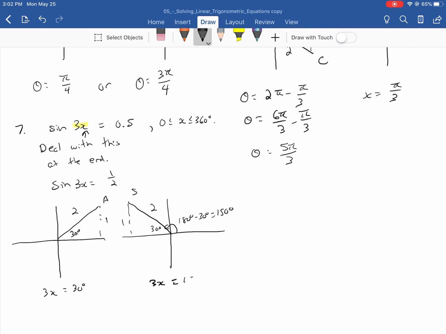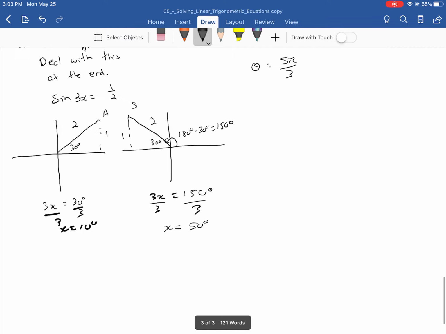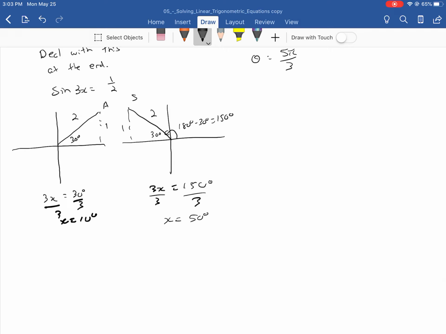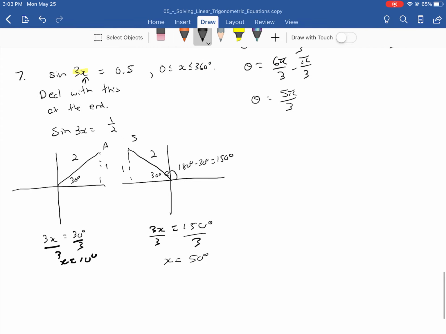And it won't be x equals, well, what's 180 minus 30, that's 150. It won't be x equals 150. It'll be 3x equals 150. And I said we deal with it at the end. Well, then we just got to divide by 3. So I get x equals 10 degrees. I divide by 3, I get x equals 50 degrees. Okay? So when there's a coefficient inside the sine, don't worry about that. Just ignore it. Just leave it in there and carry it around with you. It's 3x all through the question. And at the end, you just got to divide by 3.